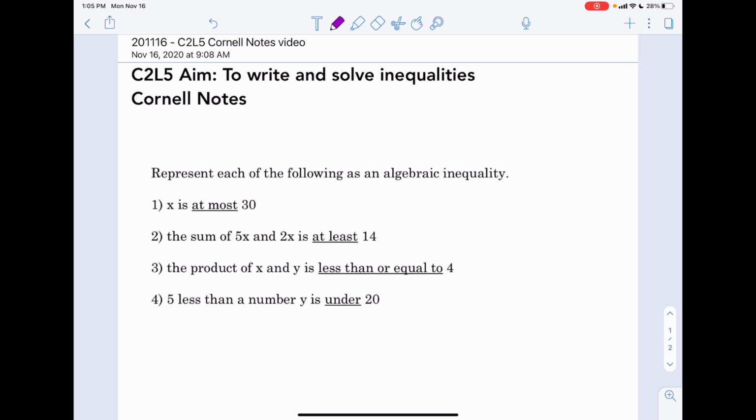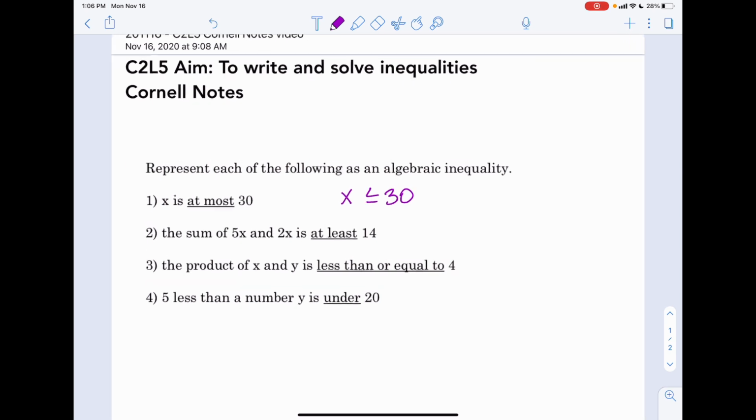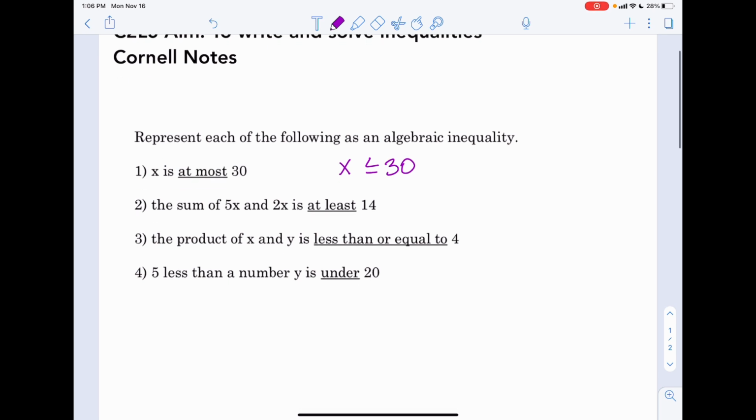So x is at most 30. So x could be 29, 28, 27, 26, all the numbers less than 30, but x could also be equal to 30. So that means x is less than or equal to 30. And we can put any number in for x that's less than 30 and it would work. Any number that's equal to 30, which is just 30, would also work. So x is less than or equal to 30.